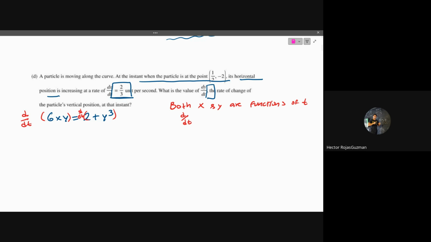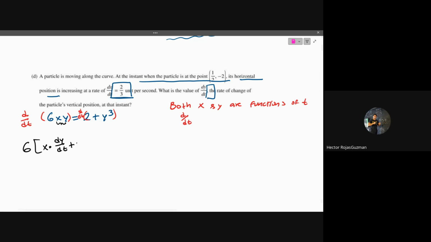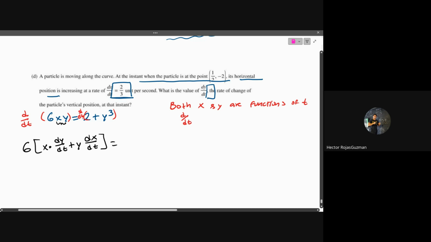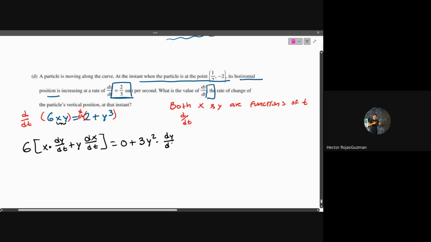Okay, so be careful. The 6 doesn't matter because it's a constant. Now the derivative of x times y is the first times the derivative of the second plus the second times the derivative of the first. The derivative of 2 is 0, but the derivative of y to the power of 3 is 3y squared times dy dt.